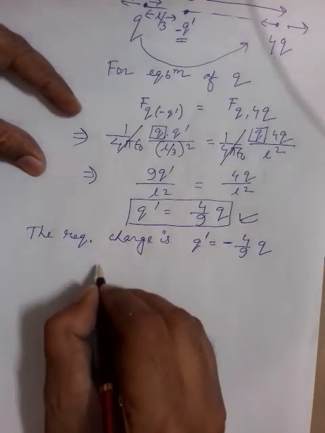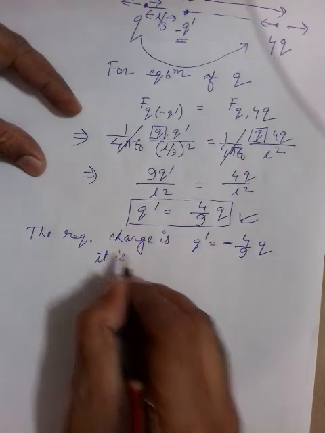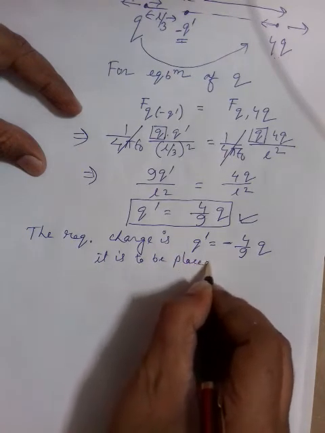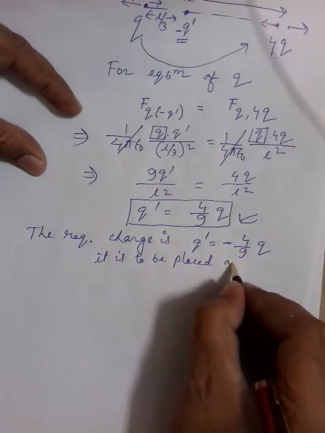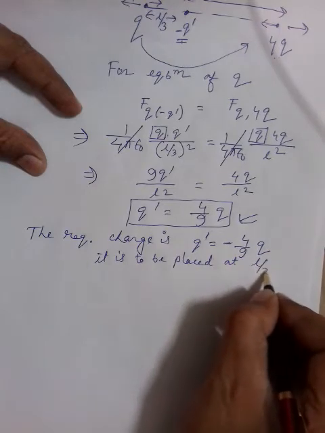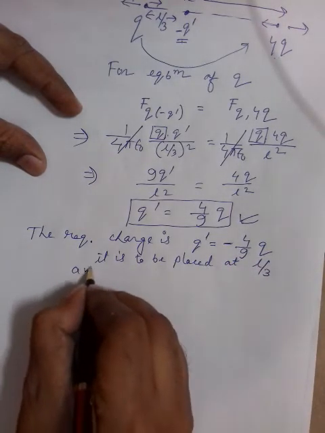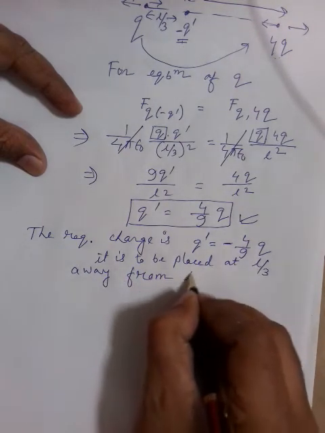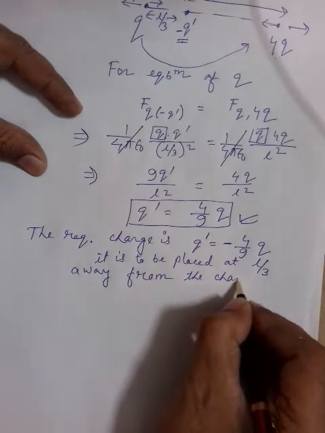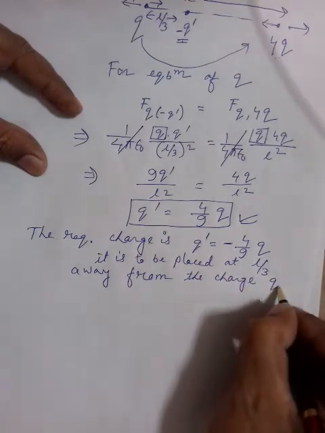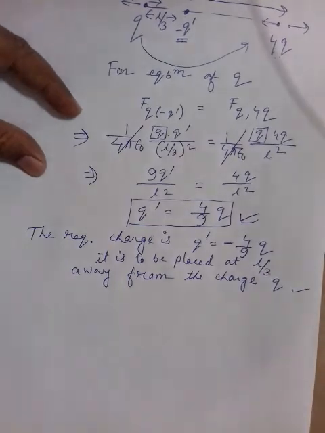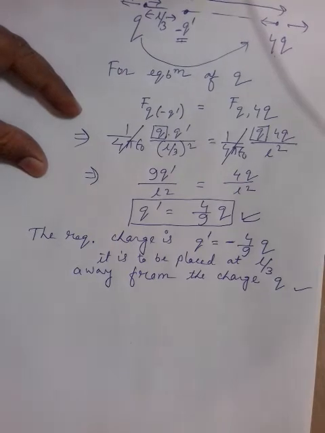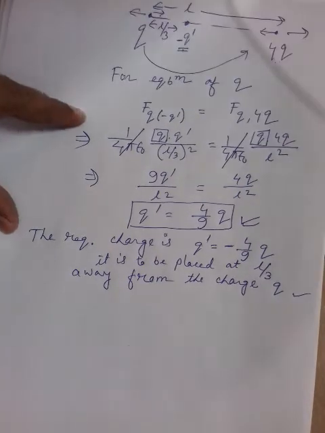Clear? It is to be placed at L by 3 away from the charge small q. So quite an interesting question. The equilibrium requires good observation. So this is the first question on equilibrium.